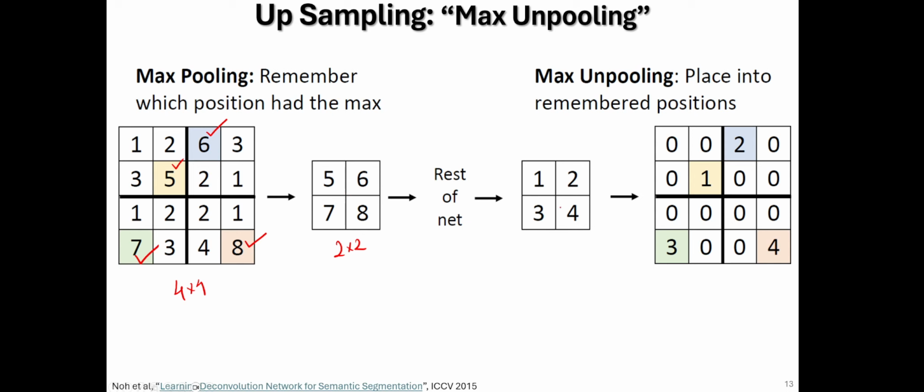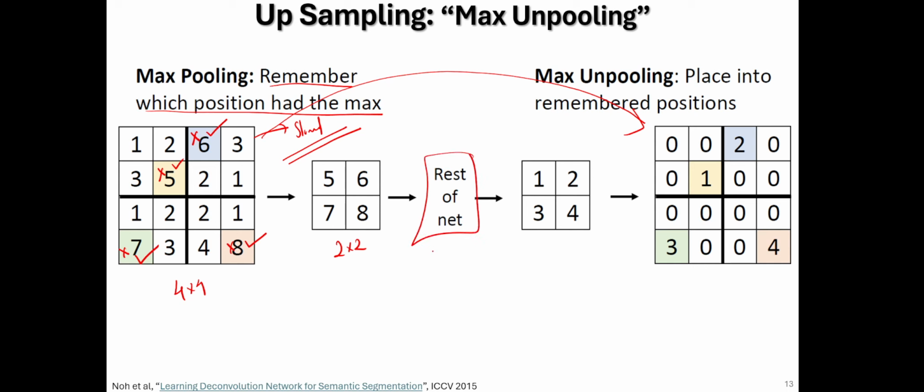In this proposed network, what they also did is they remembered the position which had the max, shaded in different colors here. So this index, this index, this index, and this index are stored for later use. That's very important. That is passed on to the unpooling or the upsampling stage. Let's say a lot of layers happen here, maybe a bottleneck layer, and then you come back to some values 1, 2, 3, 4. Now this is 2 cross 2, and I need to upsample it to 4 cross 4.